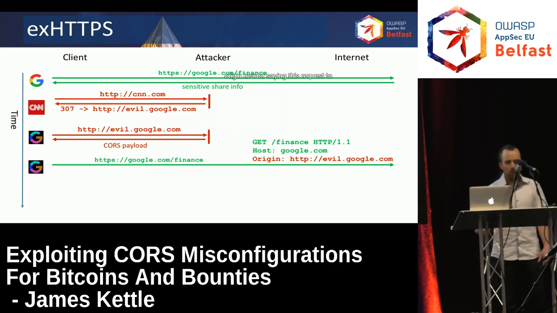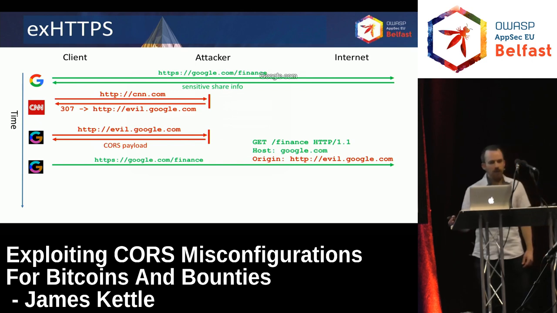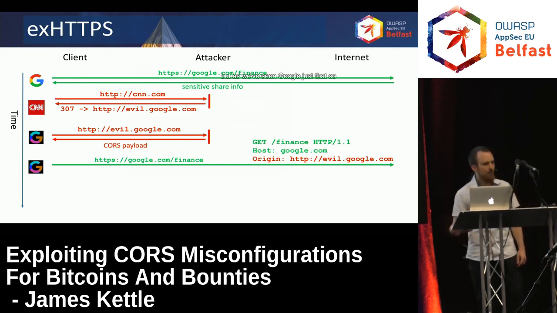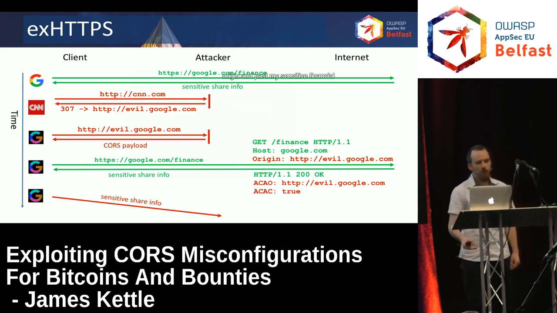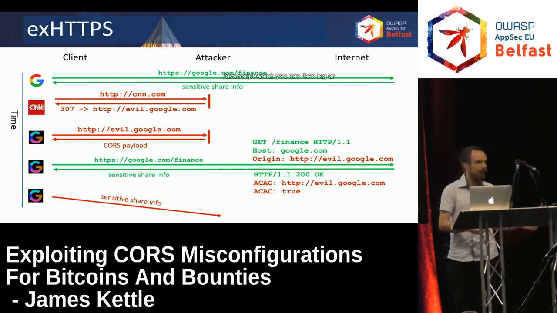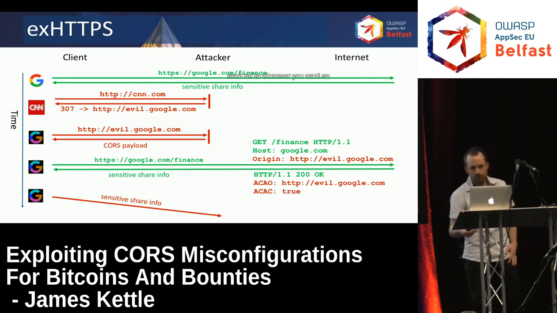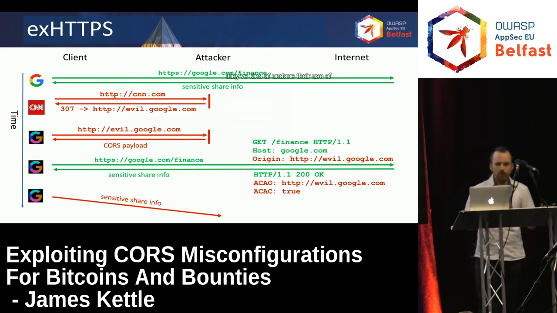And the browser will put on this origin header saying, this request to Google Finance is coming from evil.google.com. But as we've seen, Google trusts that. So they go, great, that's a trustworthy origin. And pass my sensitive financial information back to your malicious JavaScript, which you can then log or send off to wherever you want. So although Google Finance is using HTTPS, they've kind of undone their use of HTTPS through their use of CORS.